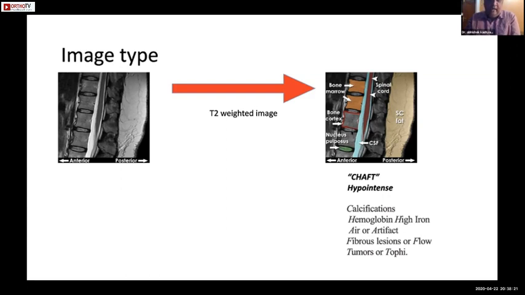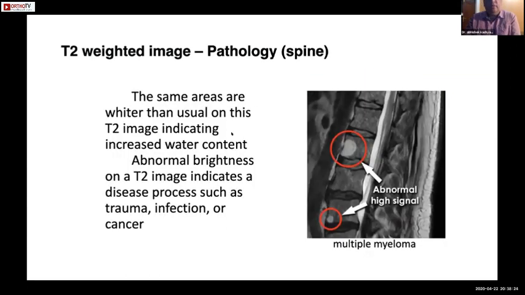And anything which is white on a T2 weighted image is basically considered to have increased water content, and it should be considered as pathological. This might give you an indication that you might be dealing with trauma, infection, or cancer. So this is the same patient, and you have a complete high signal intensity, which signifies that you are dealing with multiple myeloma.